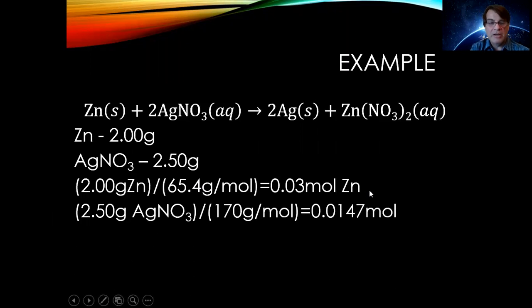How much silver nitrate do we have? Well, we have 2.5 grams of silver nitrate. If you add up all of these, oxygen is 16 times 3 is 48, nitrogen's 14, and then silver, I forget exactly what it is, but I did it in preparing this video. So 170 grams per mole. So I'm going to divide grams by grams per mole and get moles. So we have 0.0147 moles of silver nitrate.